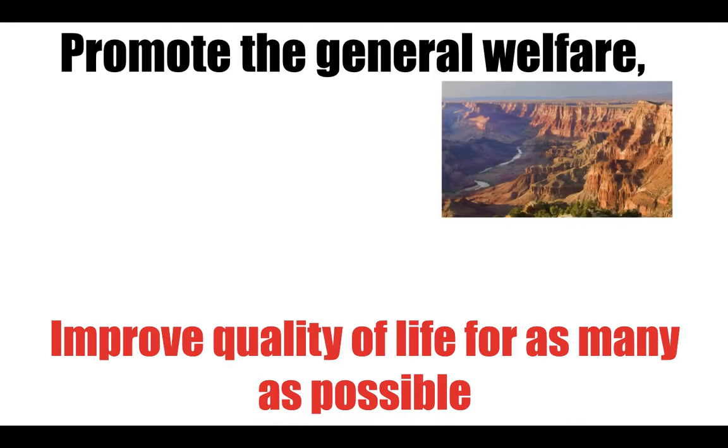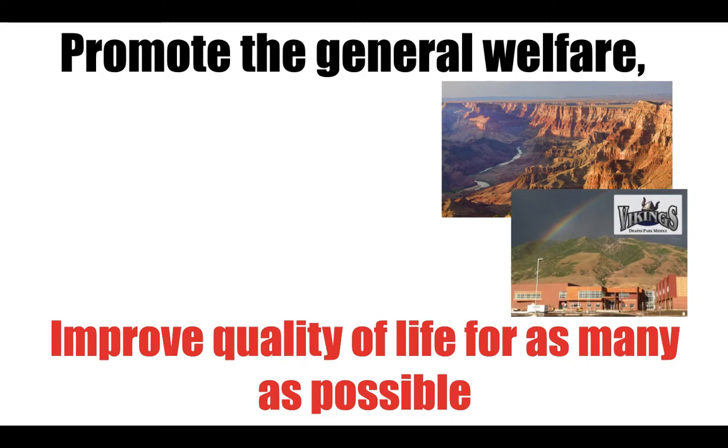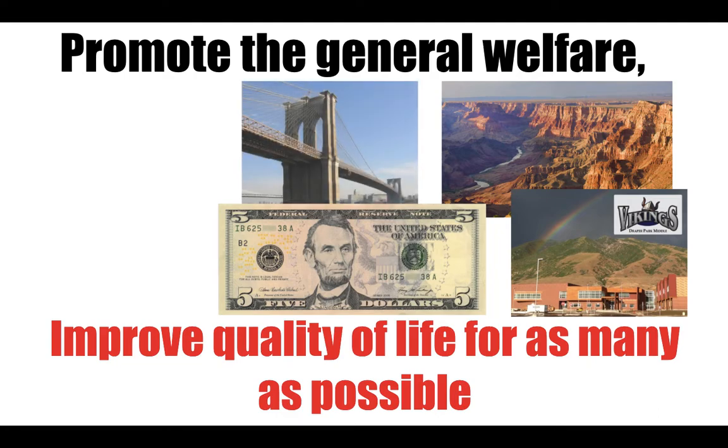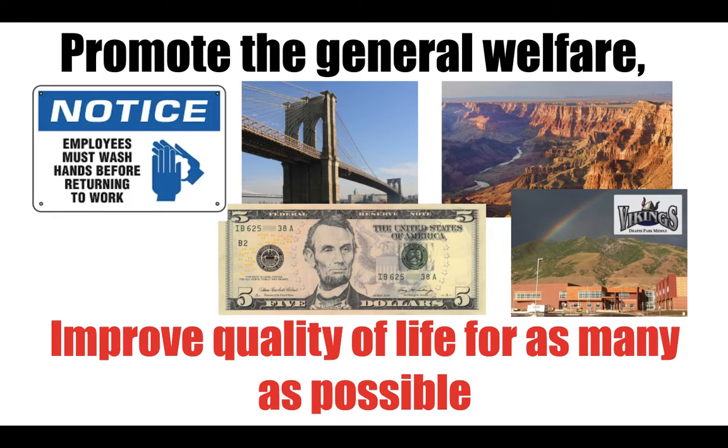And this could include national parks. We have national parks throughout America. It includes schools, a money system so we can buy and sell fairly easily, bridges, transportation, trains, airports that's regulated and promoted by the federal government.